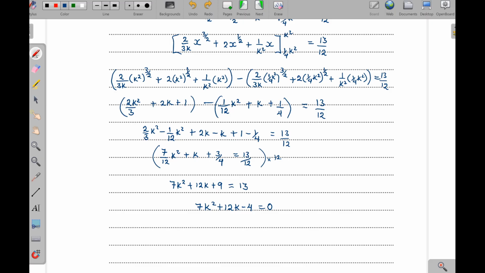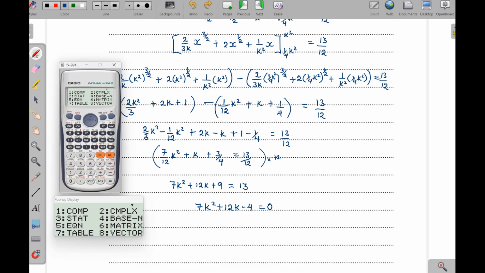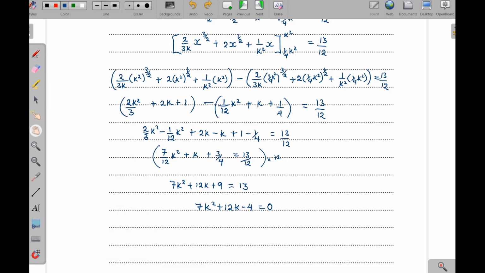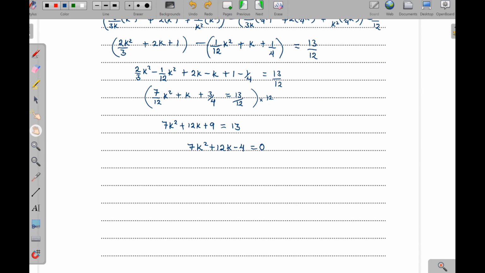So I'm going to put this one on the calculator. Mode, equation is 5, and then quadratic is 3. The coefficient of k squared is 7. The coefficient of k is 12, and then the constant part is negative 4. So this one gives us 2 over 7, and then negative 2. So I will skip space, and then I say k is equal to 2 over 7, and then k is equal to negative 2.